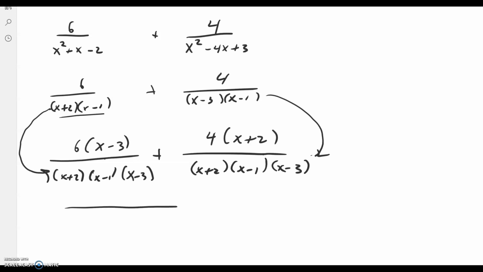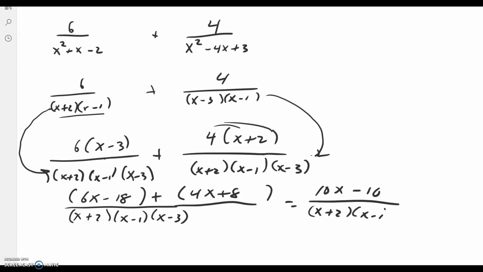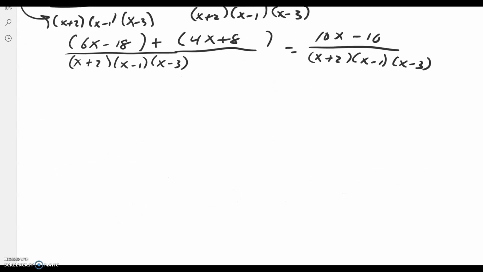Now we have a common denominator, x plus 2 times x minus 1 times x minus 3. And in the numerator, in our first parentheses, we'll distribute. We get 6x minus 18. Plus, in our second parentheses, we distribute here, and we get 4x plus 8, and that equals, in the numerator, 10x, and then minus 10 over x plus 2 times x minus 1 times x minus 3. I'm going to scroll up a little.